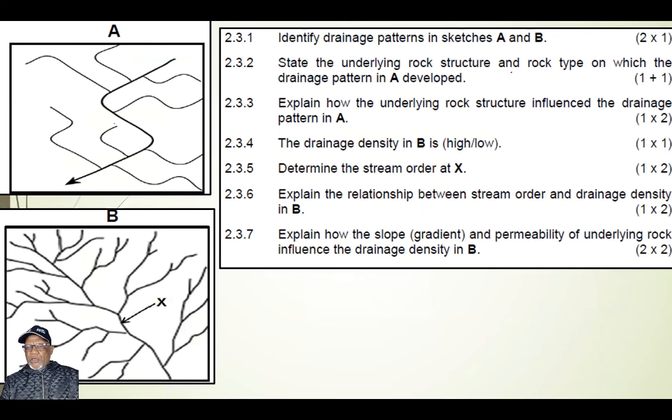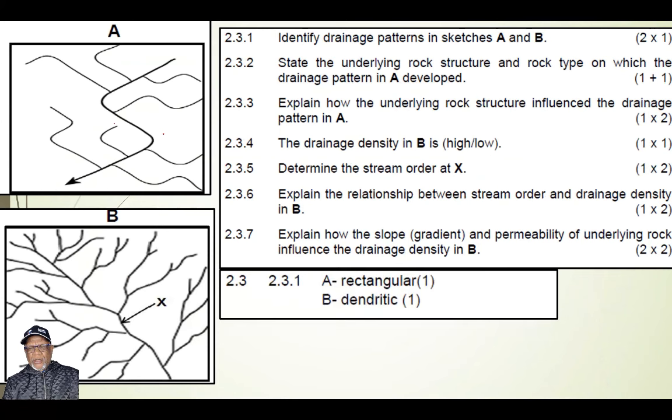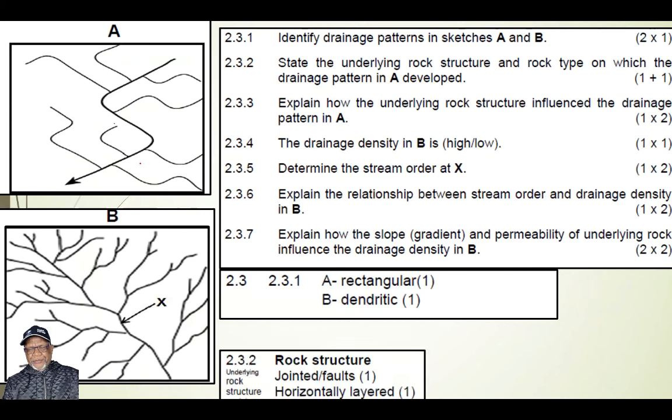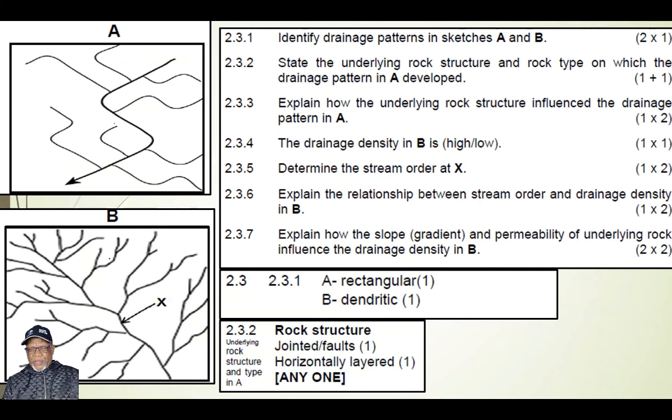State the underlying rock structure and rock type on which the drainage pattern A developed. So the underlying rock here is an igneous rock that is jointed. It is igneous rock that is jointed, jointed igneous rock, or horizontal layered?